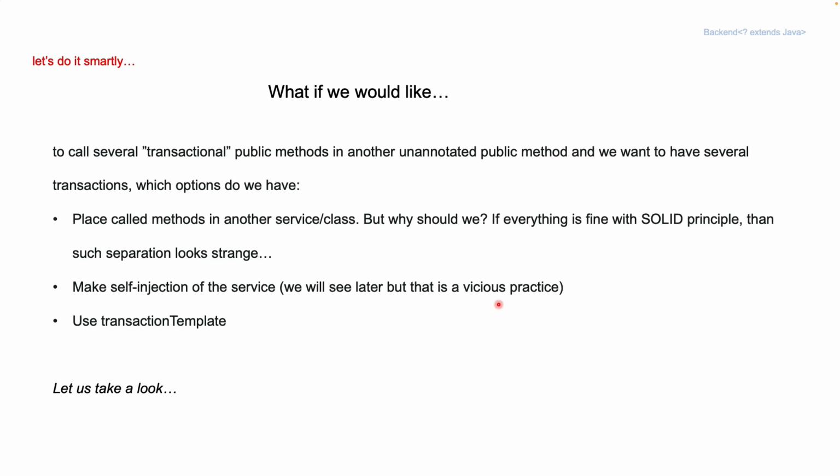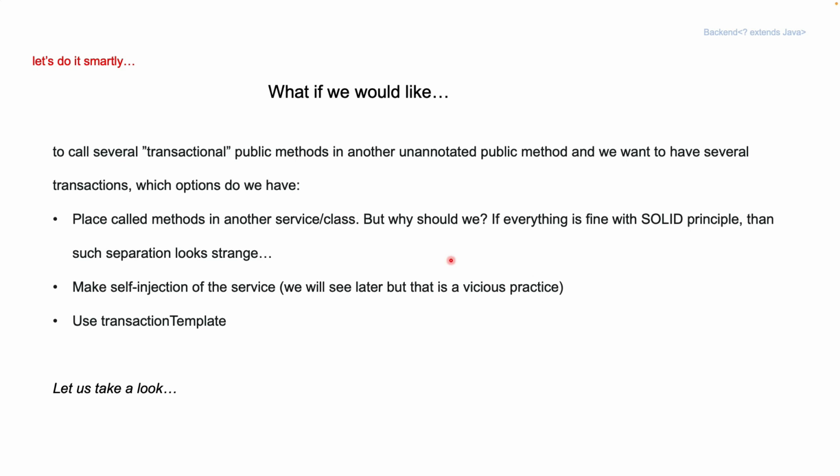As I said previously, the Transactional annotation works only for public methods. Also, because of the proxy creation, a transaction will be opened only if this public method is called outside of the class scope, from another class, from another service. That's why there is another problem. When we would like to combine several public method calls in other public methods in the same class. What if you would like to call several transactional public methods of one class in another unannotated public method of the same class, and we want to have several transactions? Which options do we have?